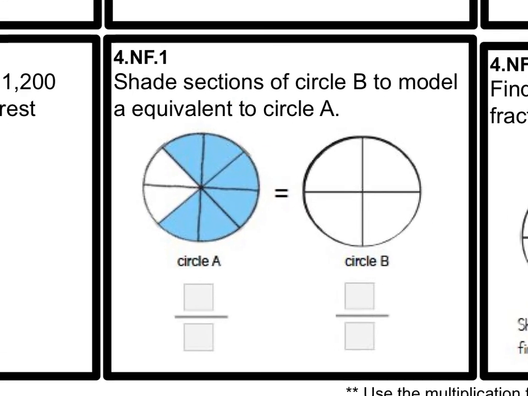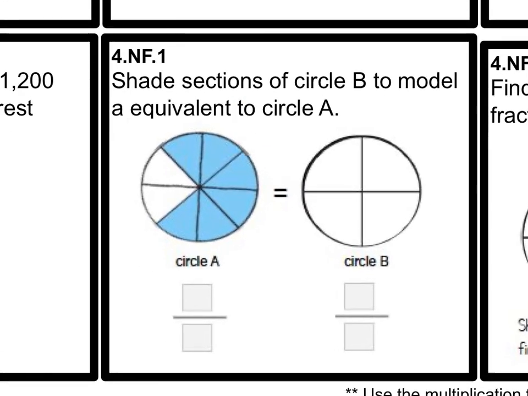Okay, the next one, fractions. This looks a little bit more complicated than it is. It says shade the sections of circle B to model an equivalent fraction to circle A. So the first thing I'm going to do is count out the spaces in circle A. Remember, my numerator is going to be the pieces shaded over the total amount of pieces in the circle.